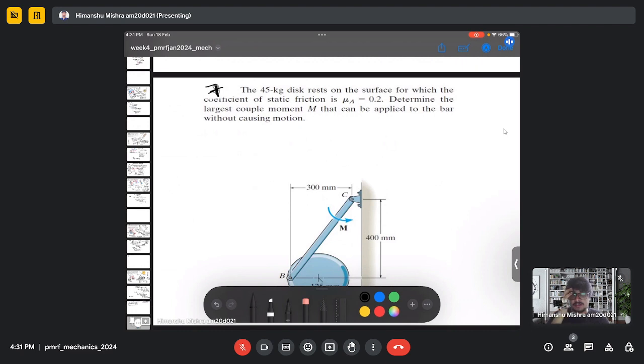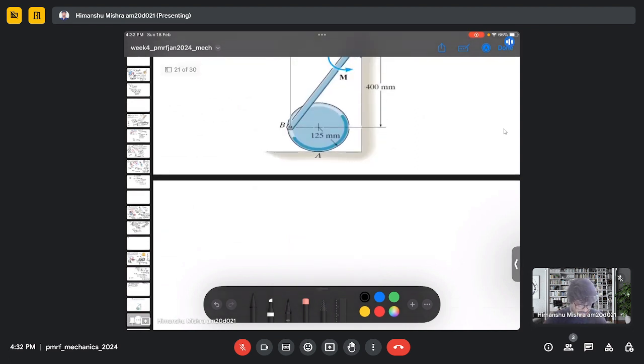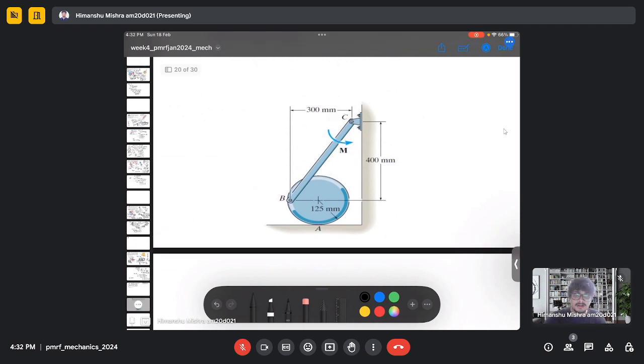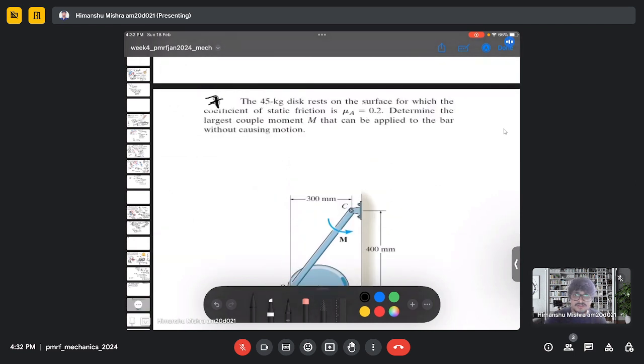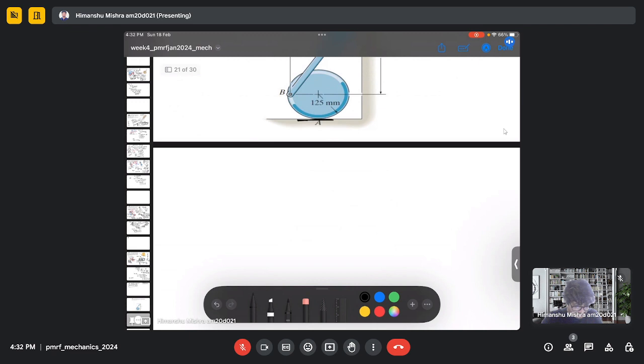So here we have a 45 kg disc resting on a surface for which the coefficient of static friction is mu equals 0.2. Determine the largest moment M that can be applied to the bar without causing motion. So here we have a disc as well as a bar, and there is friction between the surface as well as the disc. So we have a friction here.